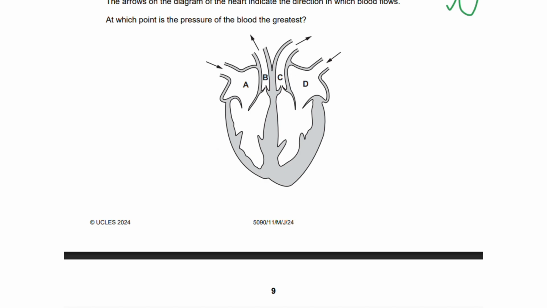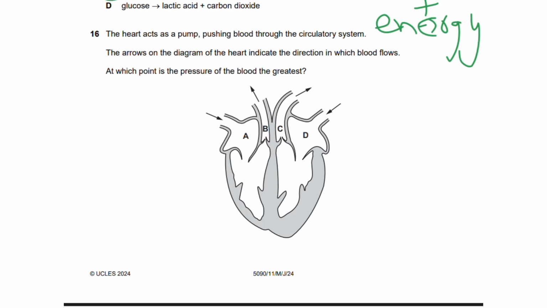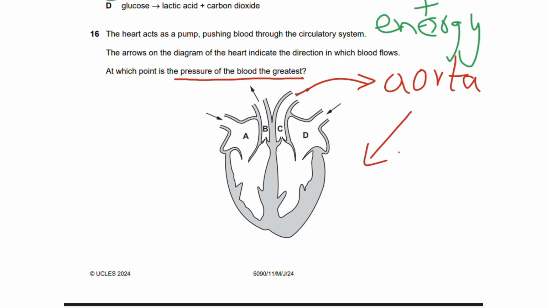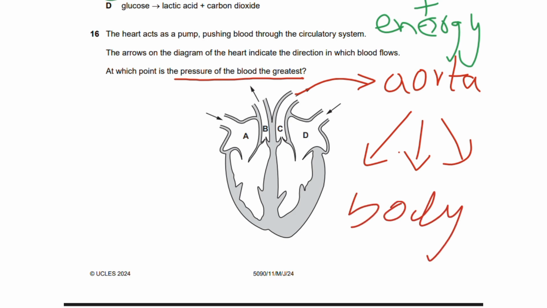Let's move on to question number 16. The heart acts as a pump, pushing blood through the circulatory system. The arrows on the diagram of the heart indicate the direction in which blood flows. At which point is the pressure of the blood the greatest? So the vessel C is basically the aorta, and that is responsible for supplying blood to the entire body. So we'll write aorta here. Then it supplies blood to the body, and hence that needs the greatest pressure. So the correct option is C.